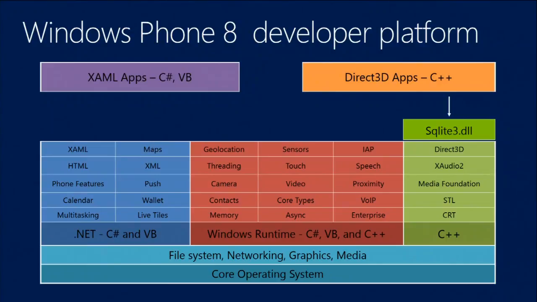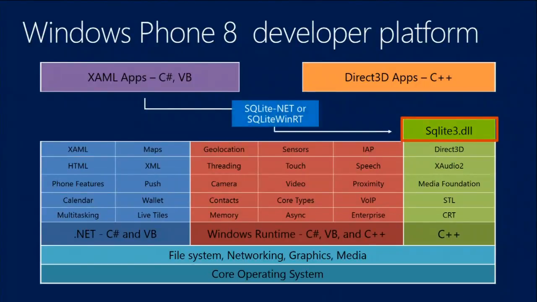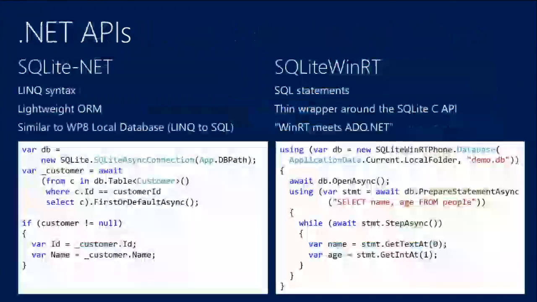But if we want to use it from our C# and VB apps, we need a runtime wrapper around it. We need a WinRT component, a WinMD around it. So that's what we do. There are two flavors of these wrappers: SQLite-net or SQLite WinRT. Both of them allow XAML apps written in C# or VB to call and make use of the SQLite database engine. What's the difference between those two?